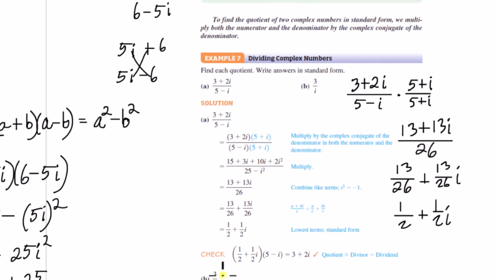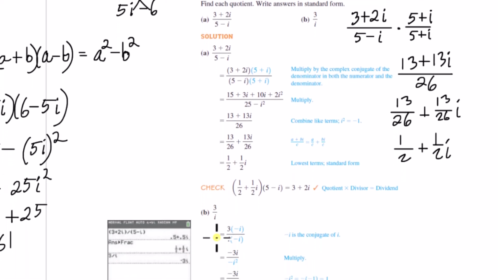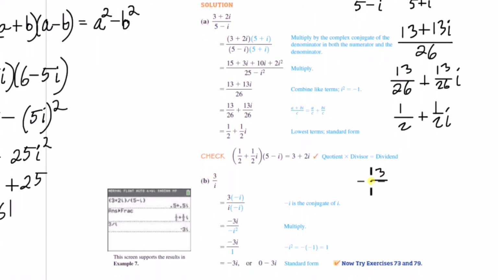Now here they do 3 divided by i. The standard practice would be to multiply by the conjugate. This is 0 plus i, so its conjugate would be 0 minus i. But if you've got a real part that's 0 with a complex number, you technically don't have to multiply by the conjugate. We could just do this, and that would work fine as well, because we'd get 3i over i squared.